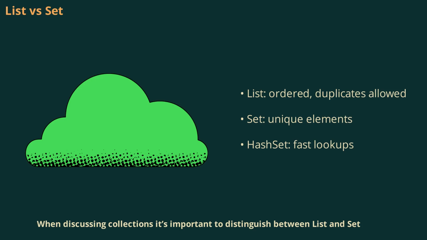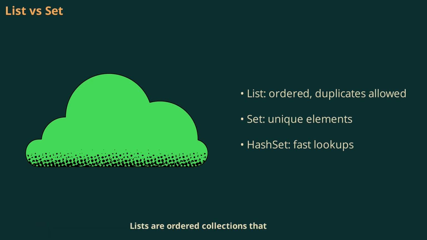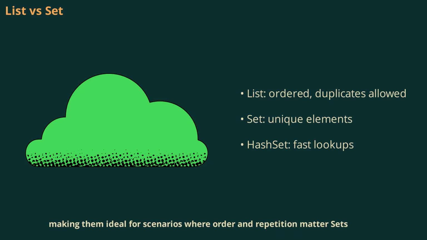Discussing collections, it's important to distinguish between list and set. Lists are ordered collections that allow duplicates and support index-based access, making them ideal for scenarios where order and repetition matter. Sets, on the other hand, do not allow duplicates and may or may not preserve insertion order, depending on the implementation. Hash-based sets offer faster lookups. Choosing between list and set depends on whether you need uniqueness or order in your data. This question often reveals your understanding of Java's collection framework.